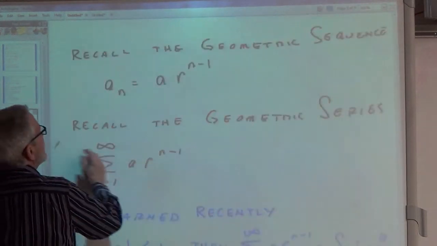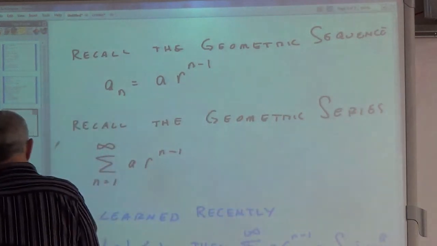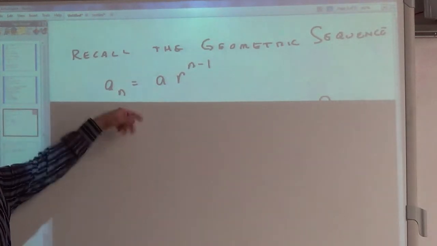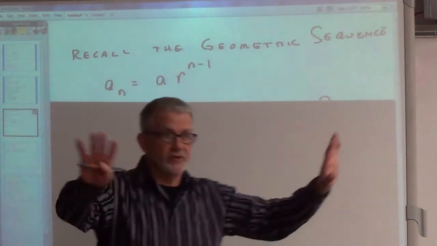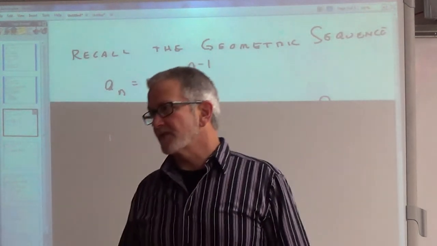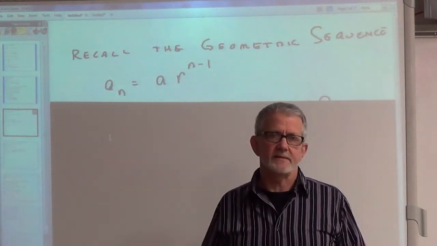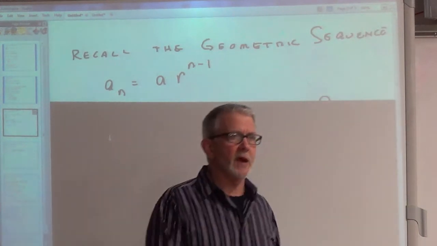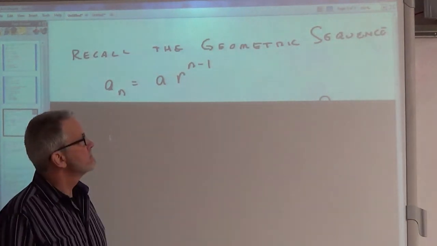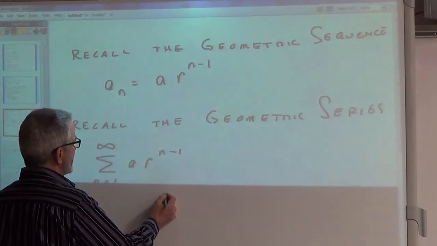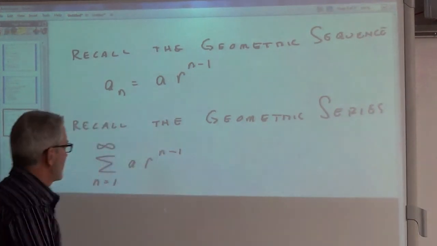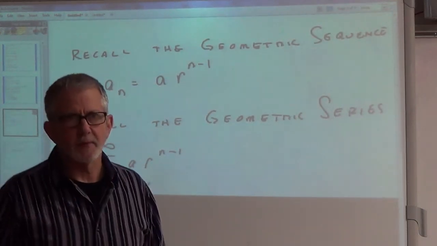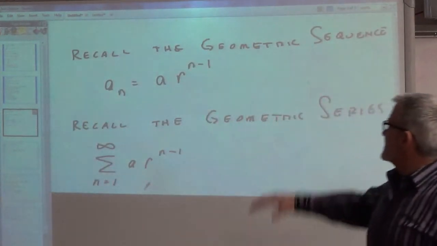To do that, we're going to recall the geometric sequence. Let's recall that geometric sequence right there. a sub n is equal to a times r to the n minus 1. We know what a geometric sequence is. We've spent enough time with geometric sequences. We've spent enough time on geometric series. And I've been preaching the importance of getting your head completely wrapped around the geometric series. Well, what is the geometric series? The geometric series is that infinite sum from n equals 1 to infinity of a times r to the n minus 1, where a is the first term, r is the common ratio. This is the geometric series.